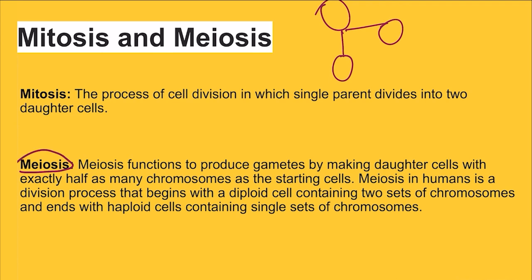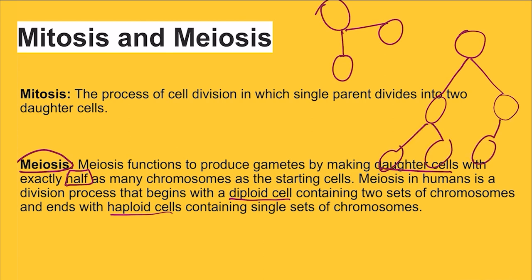Moving on to meiosis. Meiosis functions to produce gametes by making daughter cells with exactly half as many chromosomes as the starting cells. Meiosis in humans is a division process that begins with a diploid cell containing two sets of chromosomes and ends with haploid cells containing single sets of chromosomes. So if we wanted to make this into a diagram, we'd have our parent cell here and our daughter cells, and then these haploid cells. You can see that these are the chromosomes.